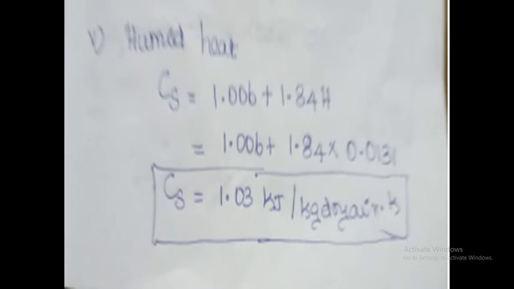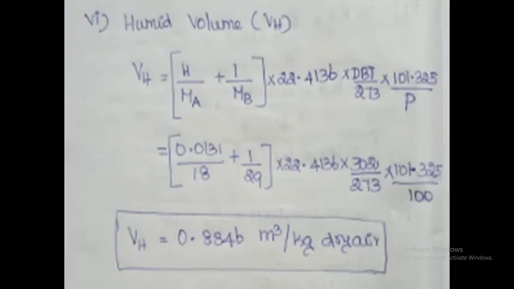Next division, humid heat. Humid heat formula: CS is equal to 1.006 plus 1.84 capital H. Here capital H is equal to absolute humidity, already calculated value. Take that value, substitute here, find out the answer, humid heat. So 1.03. The unit of humid heat is kilojoule per kg of dry air Kelvin. Are you clear?